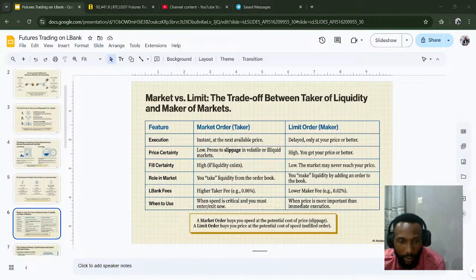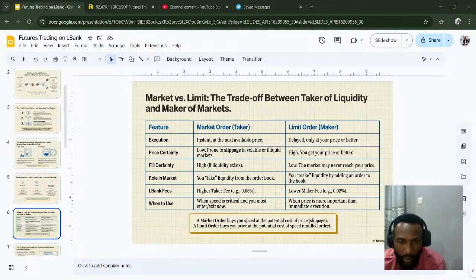I'll explain it better. Higher taker fee and lower maker fee. Once you hear taker fee, you know you are talking about market orders. The taker fee applies to market orders, and you can see here it is 0.06%. It's quite low on LBank. And then there's an even lower maker fee, because that's when it's a limit order. You have 0.02%.